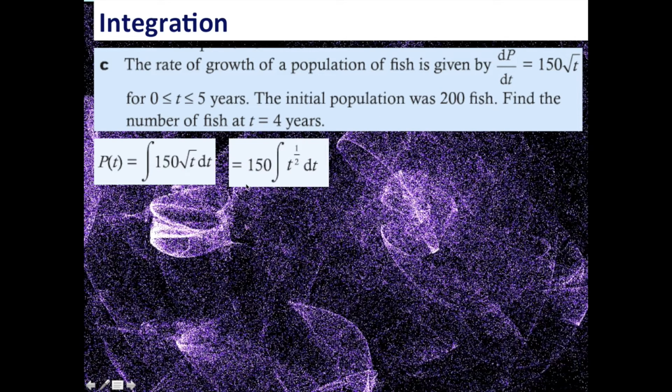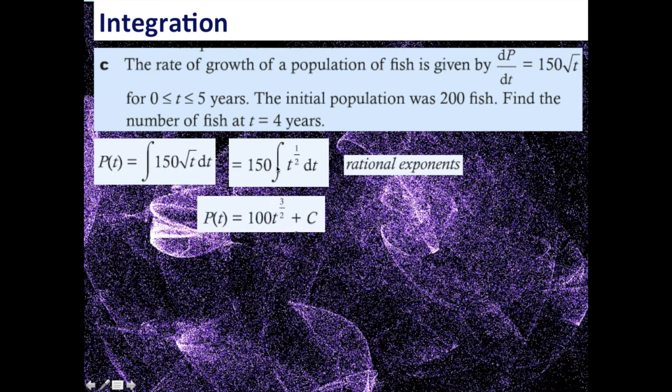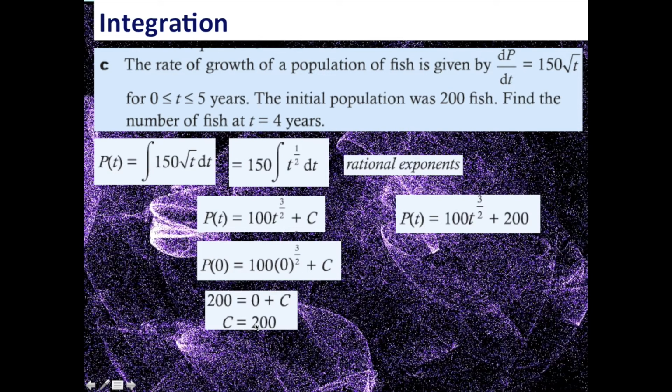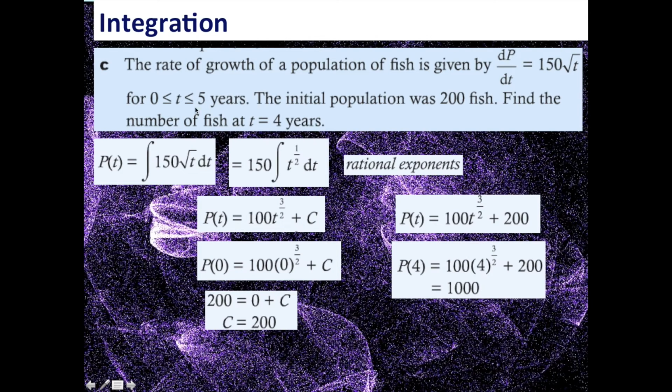So if we integrate this, this is a constant multiple rule. We can rewrite this as t to the power half, and then rewrite that as 100t to the 3 over 2 plus c. That's the antiderivative for this. We know the initial population, so when t equals 0, we can solve for c, which is going to give us 200. So therefore, the function for population is 100t to the power 3 over 2 plus 200. We can then substitute in t equals 4 to end up with the number of fish after 4 years as 1,000.